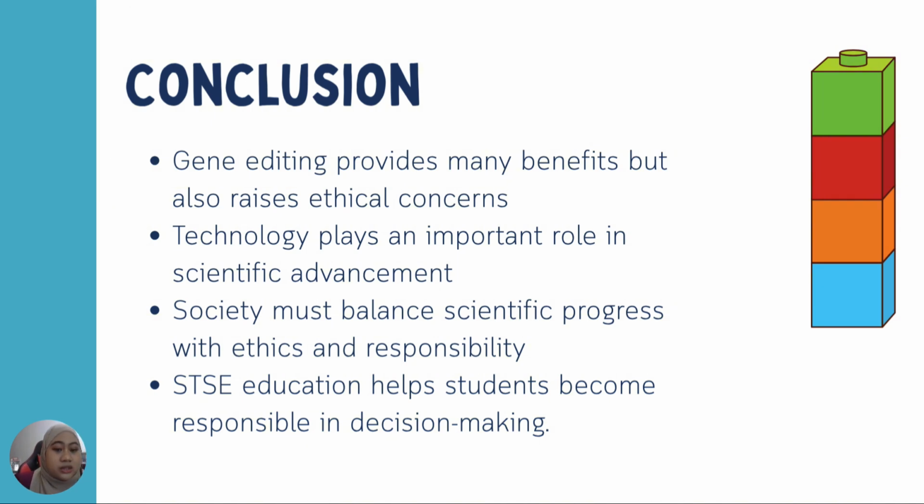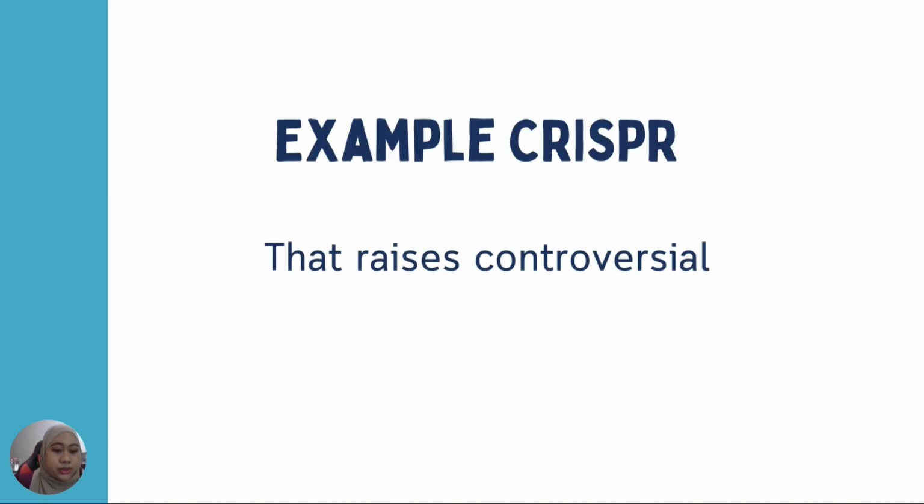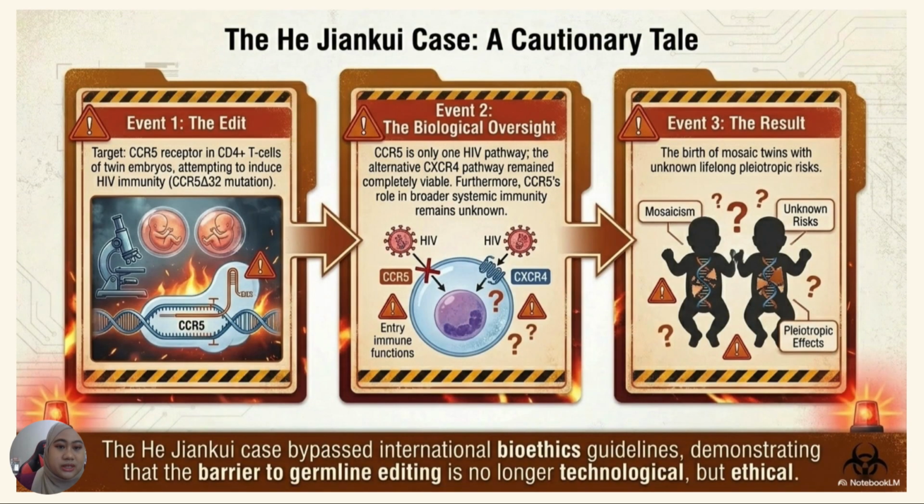So let's look a bit into examples of CRISPR that raised controversies. I will briefly tell you what happened in the He Jiankui case in 2018, where the doctor wanted to treat patients with HIV, through identical twins. The father had HIV, and the doctor edited the embryos through IVF. So this is the first case of CRISPR babies done on humans.